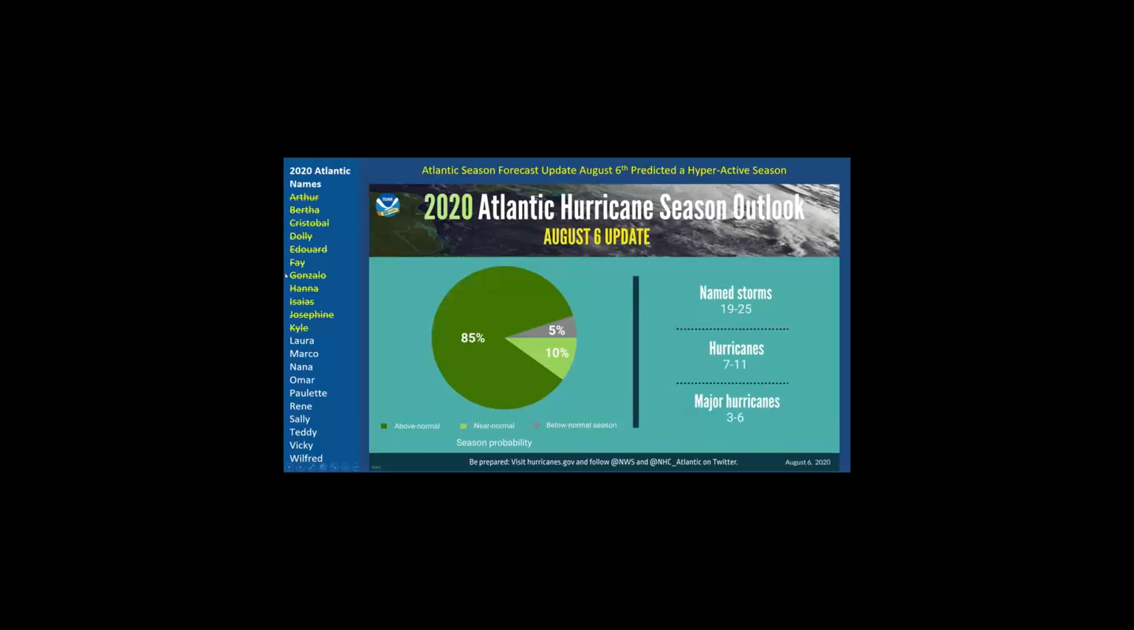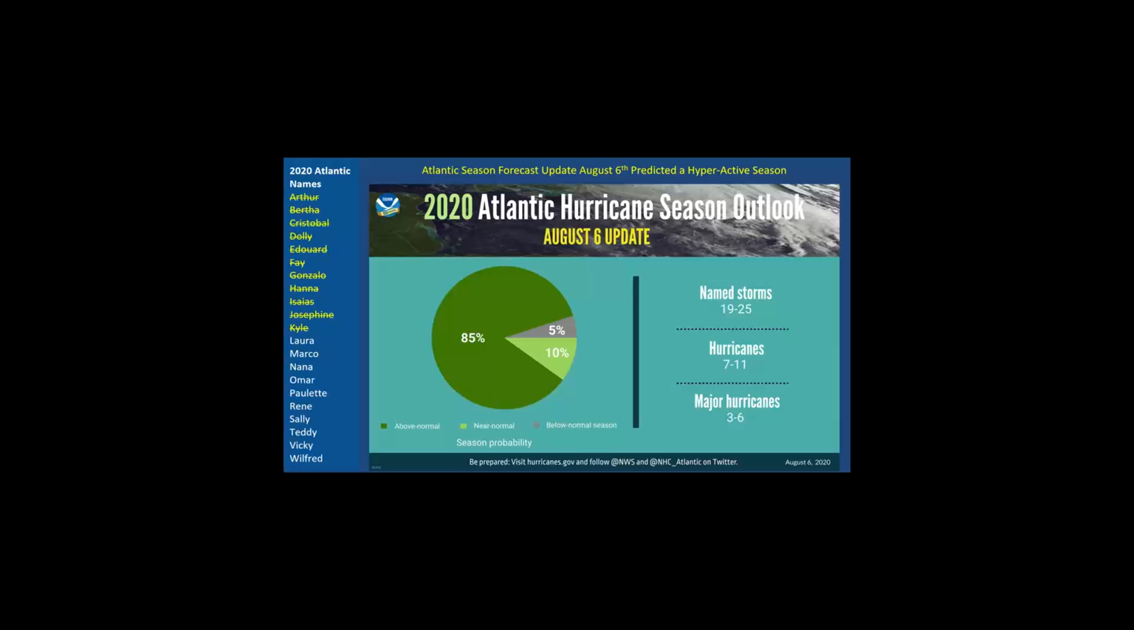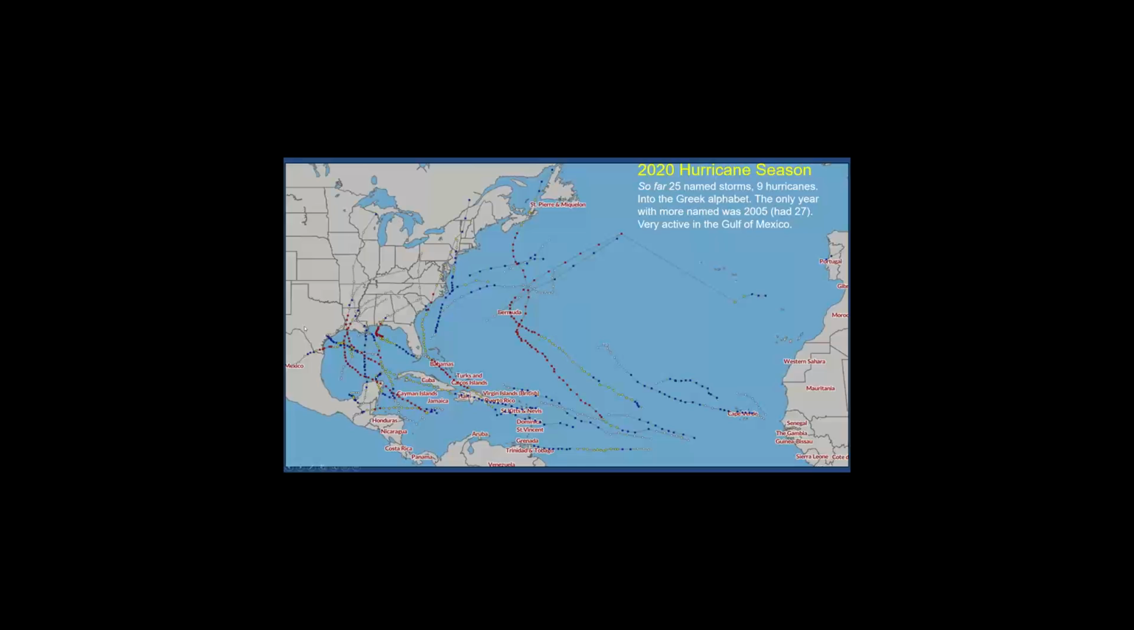And then in August, what is the forecast for this? All right, a little technical glitch. Hang on a sec. Now, in August, that forecast was upped to 19 to 25 named storms and 7 to 11 hurricanes. And so you can see the update there was for really a hyperactive hurricane season. And by then, we had already worked our way halfway through the list.